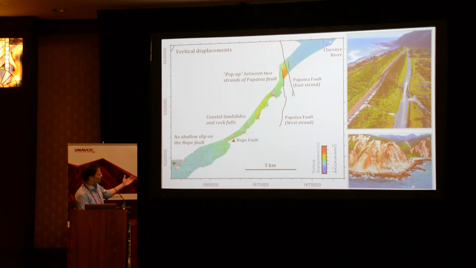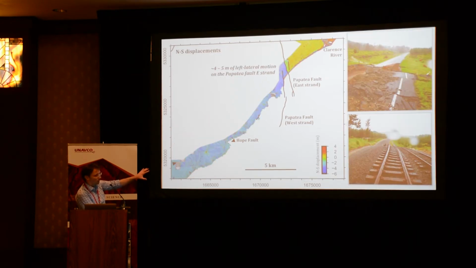Here I'm just showing a little snapshot of the coastal LiDAR strip that we have. This is the Papatia fault. You can see on the right, these are just showing the vertical displacements. Decorrelation here is caused by landsliding. We don't see decorrelation along the fault. This is where this improves on InSAR.